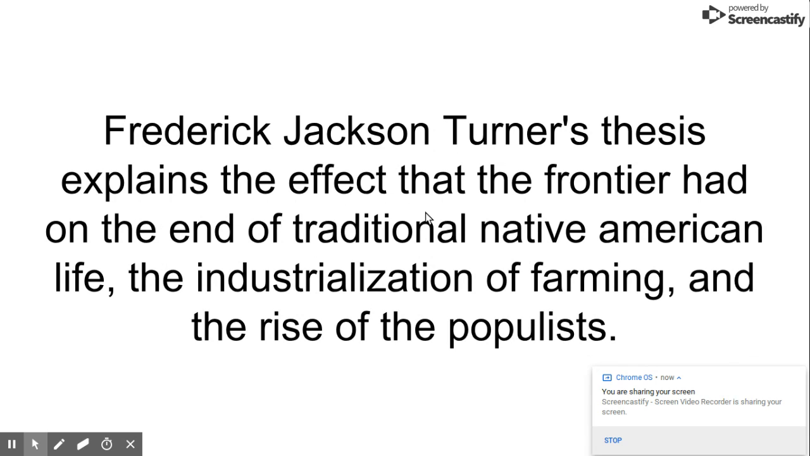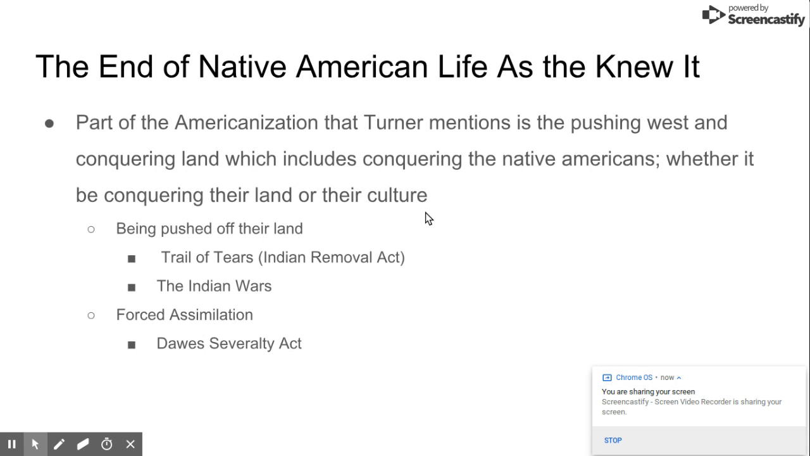Our thesis is that Frederick Jackson Turner's thesis explains the effect that the frontier had on the end of traditional Native American life, the industrialization of farming, and the rise of the populace. The first part of our thesis is addressing the end of Native American life as they knew it. And there were two main ways that the Americans tried to get rid of the Native American problem that they had when they wanted to expand west.